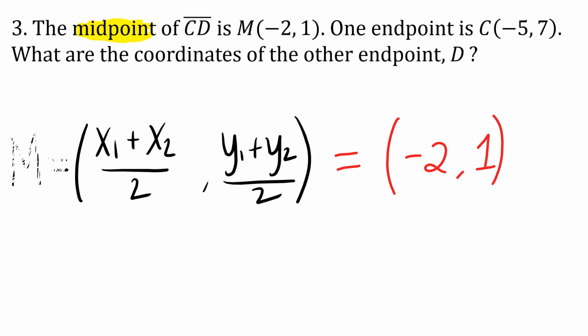Now we're setting this whole formula equal to negative 2, 1 because they told us that that is the midpoint. This is the midpoint formula, and this is the midpoint, so this is equal to this. Then we also know one of the endpoints, so let's replace x1 and y1 with negative 5 and 7.